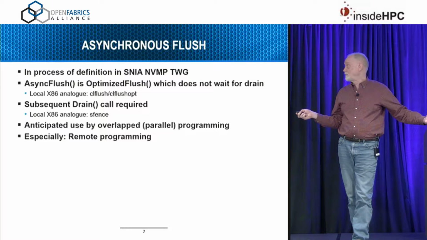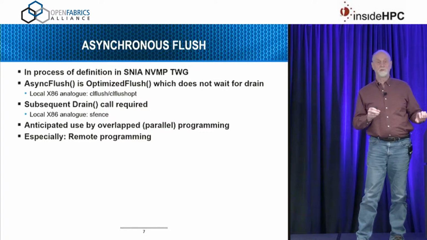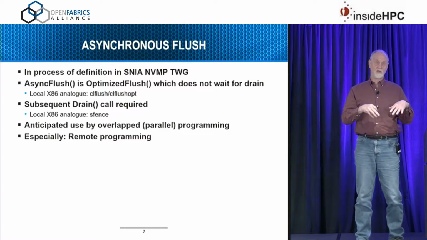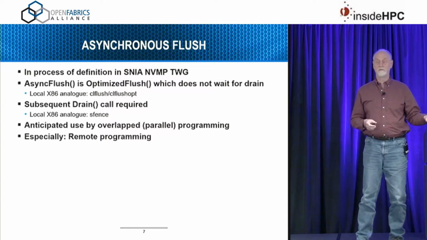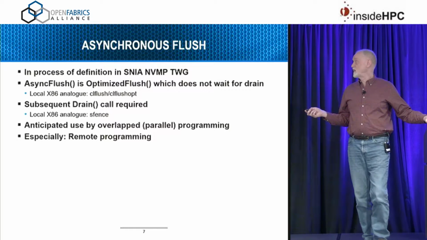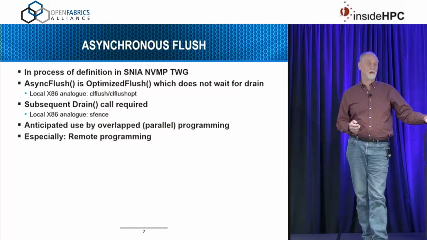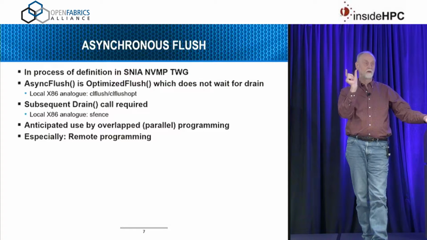As I mentioned, it's an optimized flush which does not wait for draining, right? Optimized flush was intended to be a user space, highly optimized, highly efficient way of flushing to persistent memory. And it was a synchronous call. Basically, you'd call flush, and it would flush, and it would return when the flush was complete. Async flush, we've taken this apart. You can think of it, if you're familiar with the x86 instruction set, Andy mentioned these two in passing. CLFLUSH, and a variant called CLFLUSHOPT, is cache line flush. It allows you to flush a single cache line.